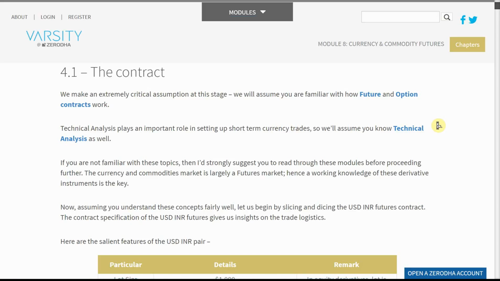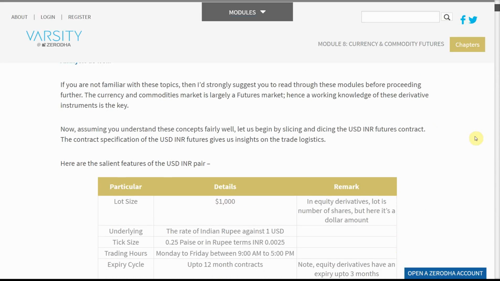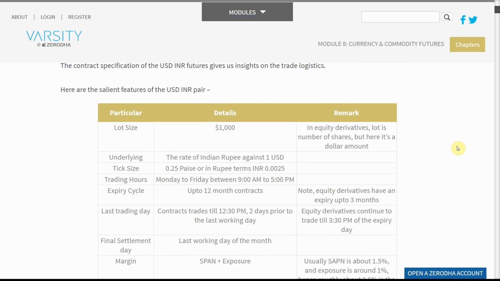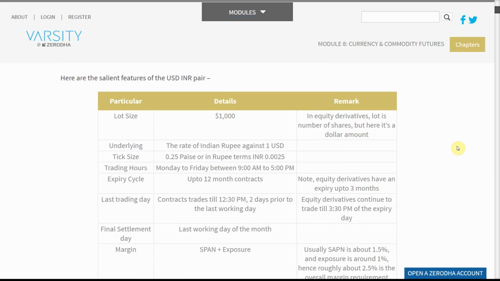The currency and commodities market is largely a futures market. Hence, a working knowledge of these derivative instruments is the key. Now, assuming you understand these concepts fairly well, let us begin by slicing and dicing the USD-INR futures contract. The contract specification of the USD-INR futures gives us insights on the trade logistics. Here are the salient features of the USD-INR pair.